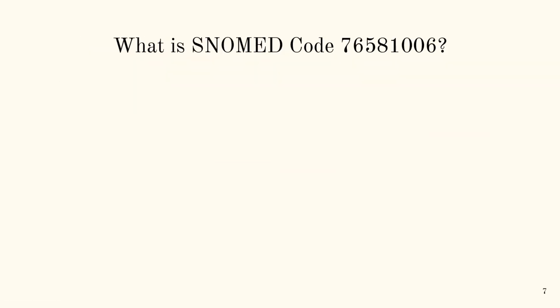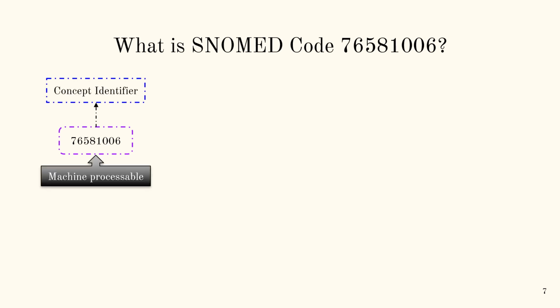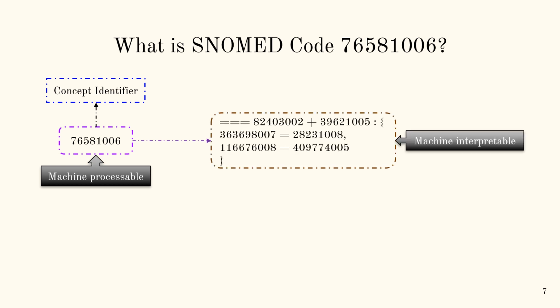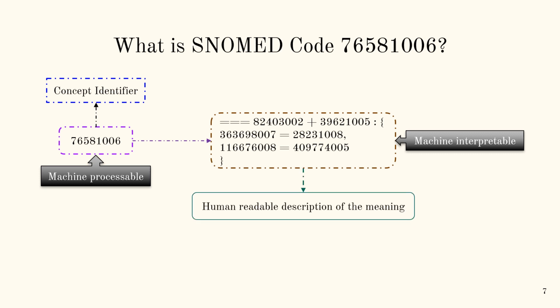So what exactly is SNOMED code 765810006? What does it mean? Yes, I have already shown you, but let's go a little bit deeper. This number, which is the concept identifier, is machine processable. I will show you how it is machine processable in a subsequent slide. This one maps to this particular set of numbers, which is machine interpretable. Now, this particular set of numbers is what the identifier is pointing to or identifying.